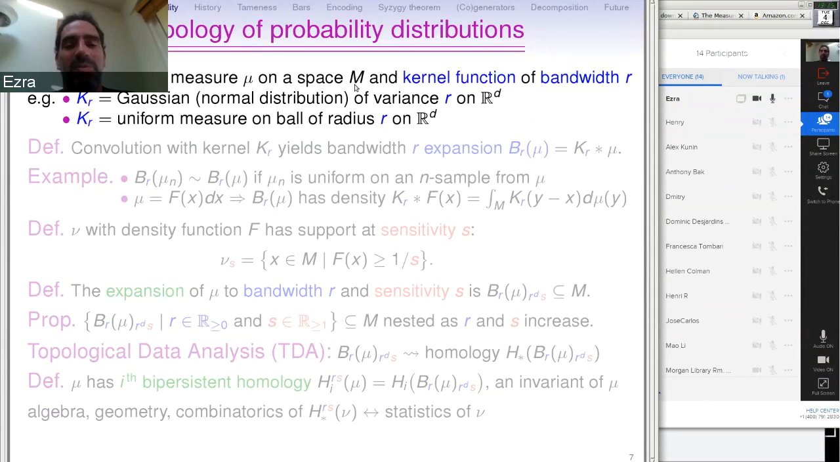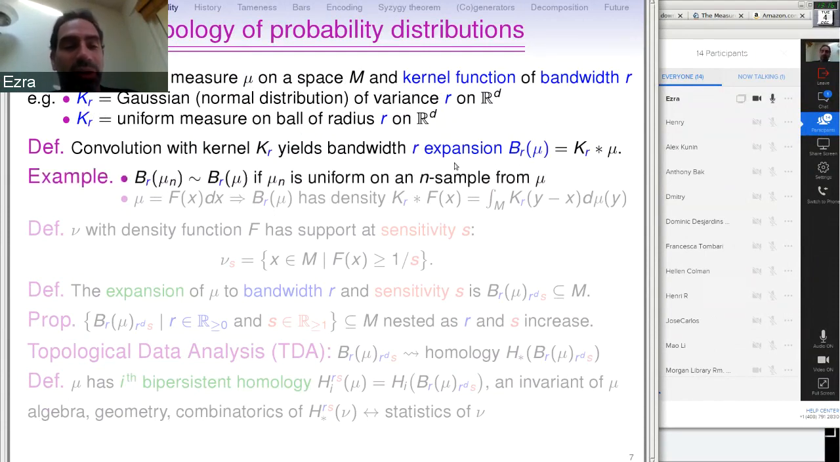You should think of M as being R to the D, and mu is some nice measure that comes from, let's say, well, you can make it a smooth one, or you can take it singular but supported on like a circle or something. Take a kernel function of bandwidth R. So what I mean is take K_R to be Gaussian, for instance, variance R, or maybe a uniform measure on a ball of radius R, and we're going to now convolve with K_R, and that's going to expand the measure in some kind of way.